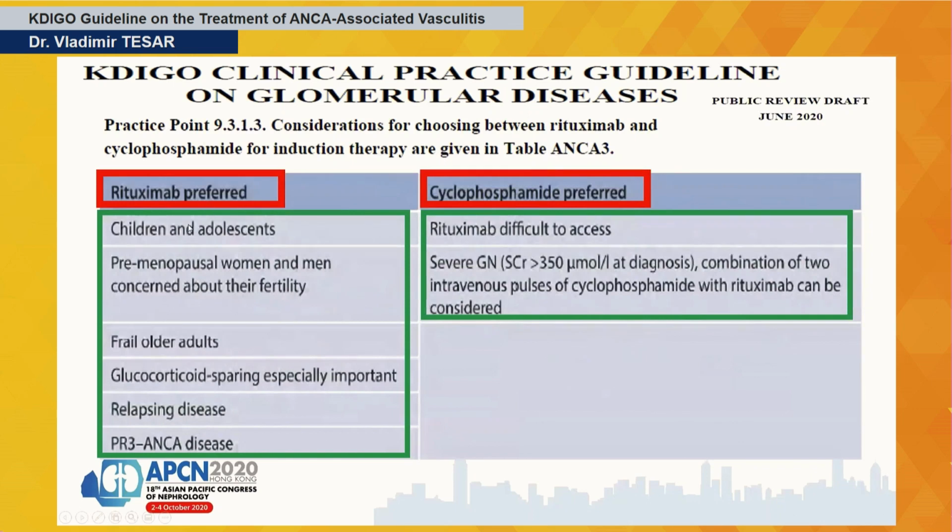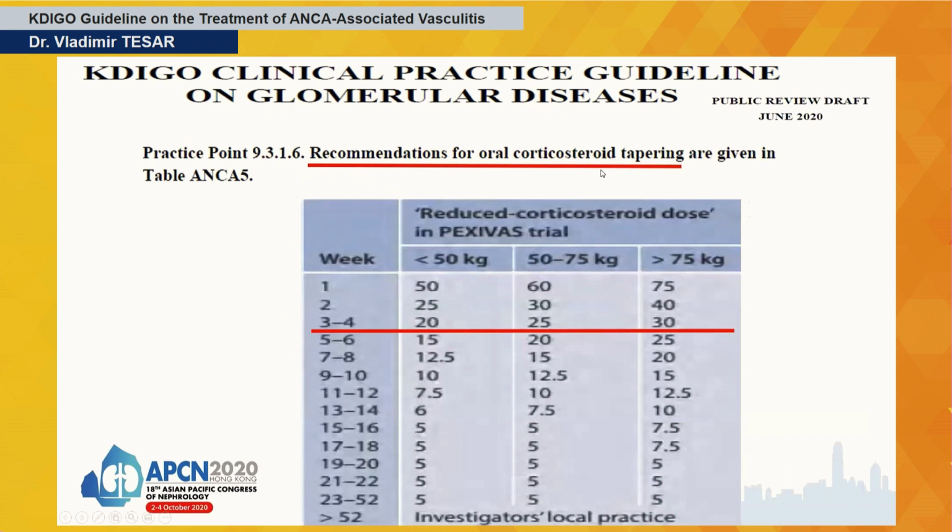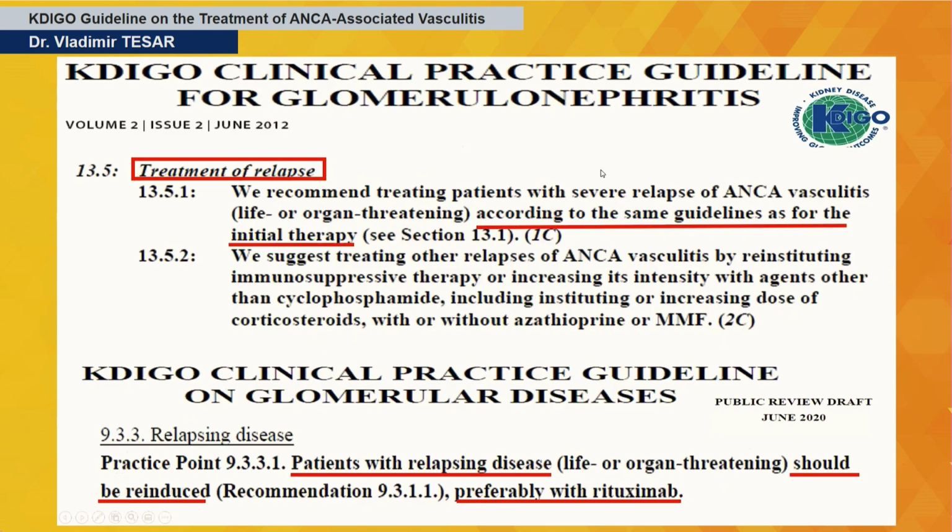On the other hand, rituximab should be preferred in children, adolescents, in premenopausal women to preserve their fertility, in frail older patients, and also in relapsing patients and PR3-positive patients. And of course, what is also recommended is this reduced-dose regimen of corticosteroid derived from the PEXIVAS study. And this is what the guidelines recommend for oral corticosteroid tapering.